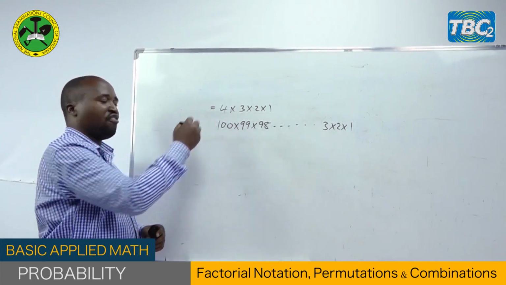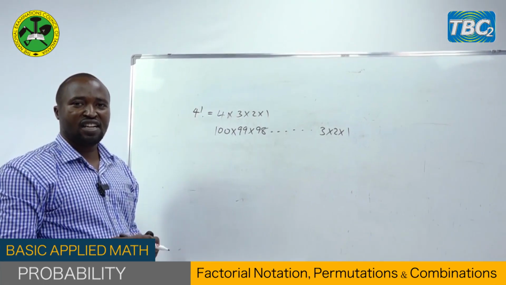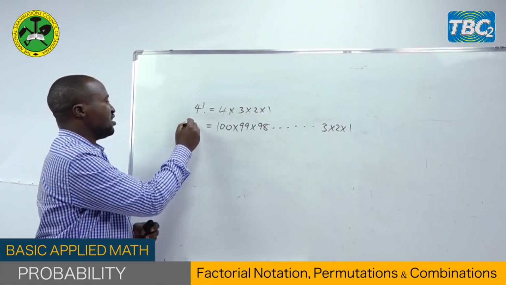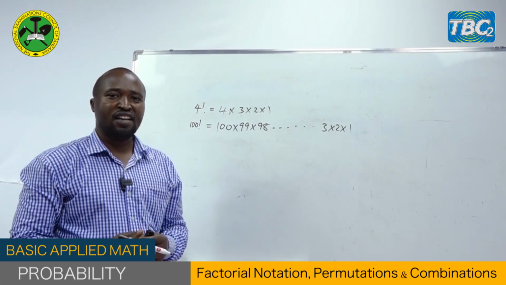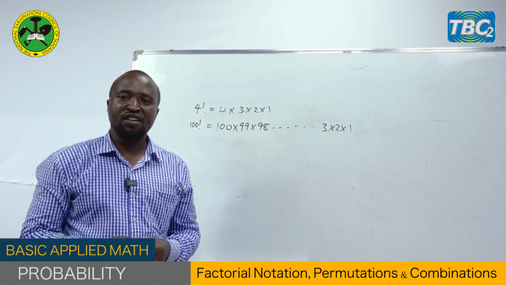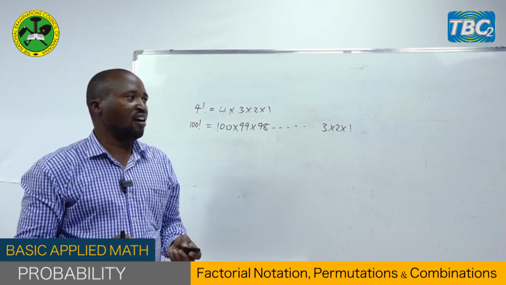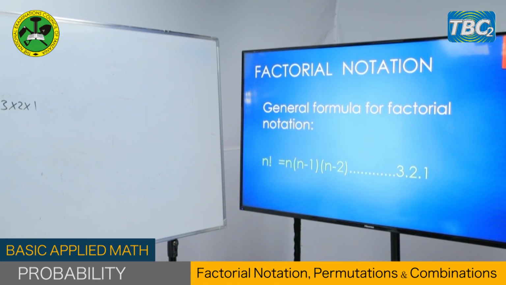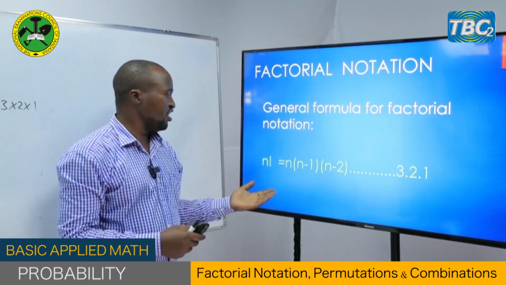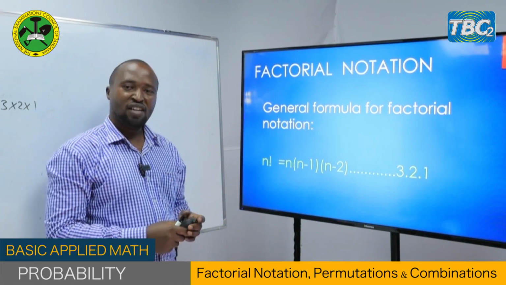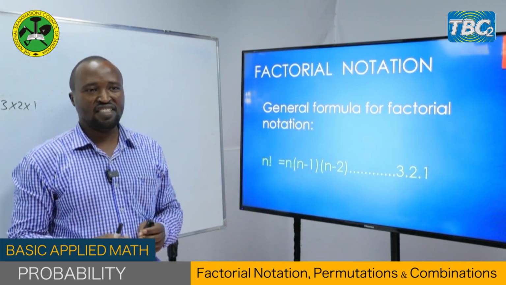For example, the first case, you just write 4 factorial. And for the second case, this can be written as 100 factorial. Therefore, the issue is so simple, and you can use it even when you are given a question of this nature. Now, my dear student, let us see the general formula for factorial notation. For positive n, the factorial of n is the same as n times n minus 1 times n minus 2, proceeding up to 1, as I said, the numbers descend.